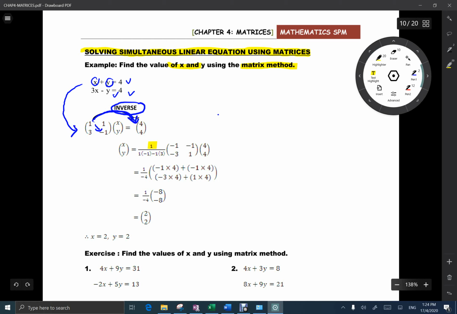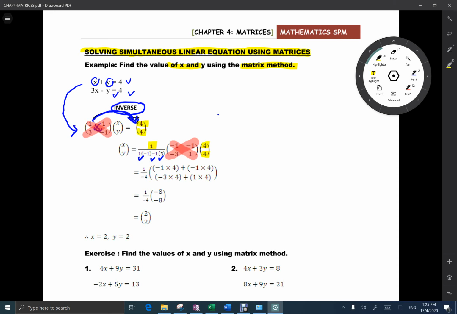So 1 times negative 1 minus 1 times 3. Okay, and then this part, 1 negative 1, we need to change position. So dia akan jadi negative 1 dengan 1. Bahagian ni pula, 3, 1, dia akan jadi negative 3, negative 1. And then, you times dengan 4, 4. Don't forget, you need to times dengan 4, 4. So this is the second step.